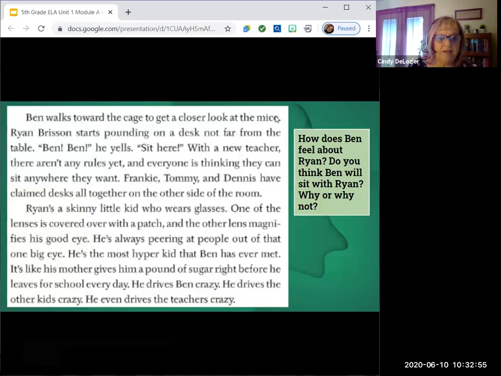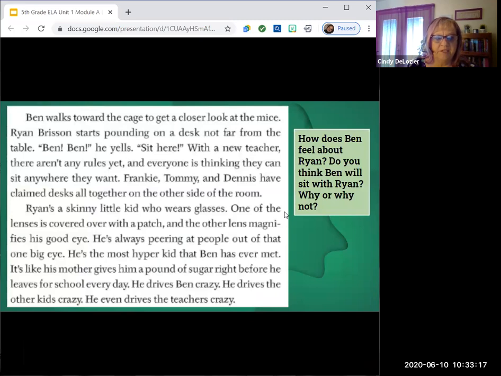Ben walks to the cage to get a closer look at the mice. Ryan Brisson starts pounding on a desk not far from the table. "Ben! Ben!" he yells. "Sit here!" With a new teacher, there aren't any rules yet, and everyone is thinking they can sit anywhere they want. Frankie, Tommy, and Dennis have claimed desks all together on the other side of the room.